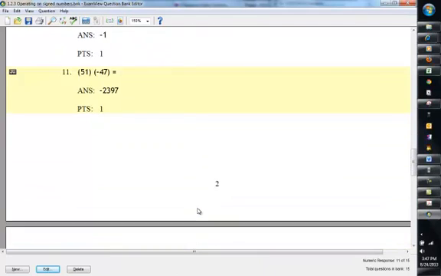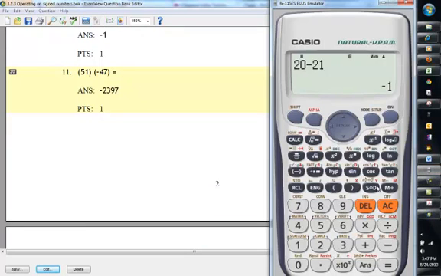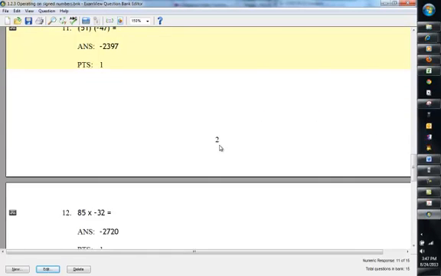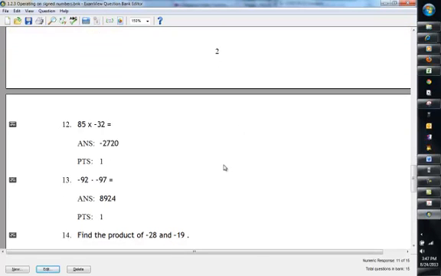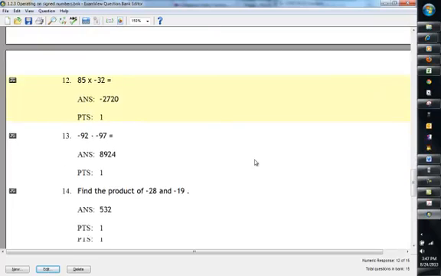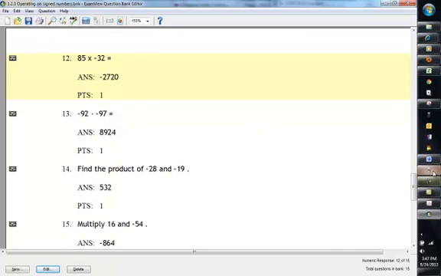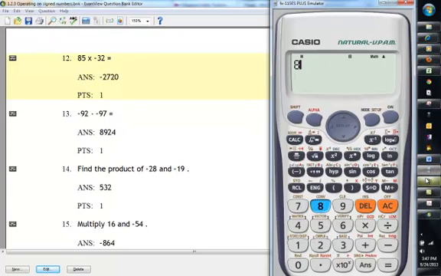Multiply here. 51 times -47 is -2397. Remember that when you're multiplying a positive and a negative, the answer is always negative. Let's look at this next one. 85 times -32 is -2720. Makes sense because it's a negative times a positive.